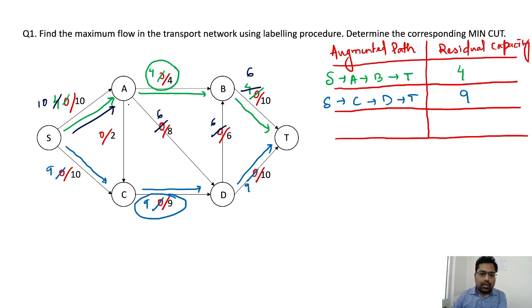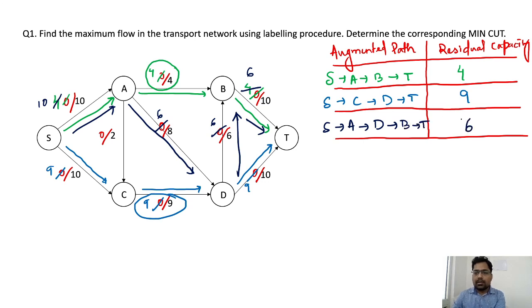Here we should write the path through which we should complete our destination. S to A, then A to D, then D to B, then T. This is for the residual capacity which we found. Here we need to make it a circle. Why?